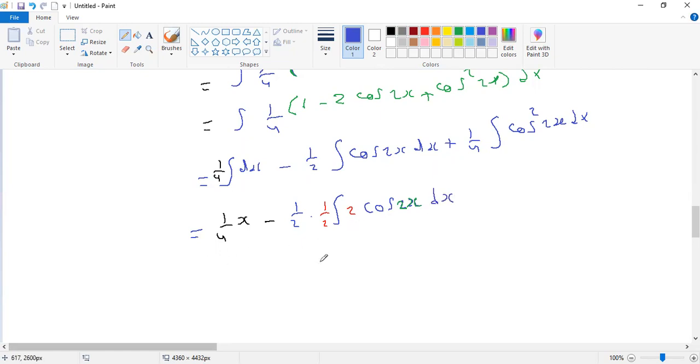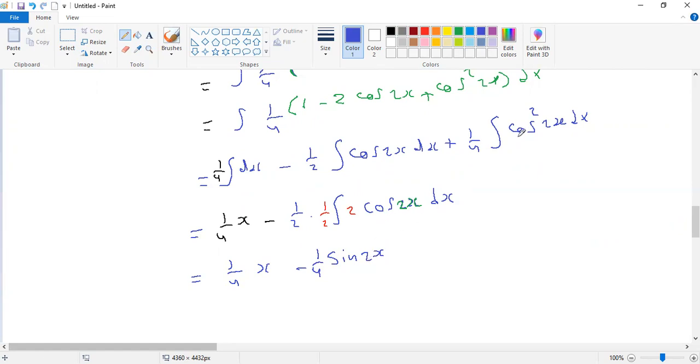Now what is the integral of this one? The integral of cosine is sine. The integral of cosine u du is sine u plus c. Okay now? The integral of cosine will be sine u. So this one is equal to 1 over 4 x minus half times half, which is 1 over 4 sine 2x.